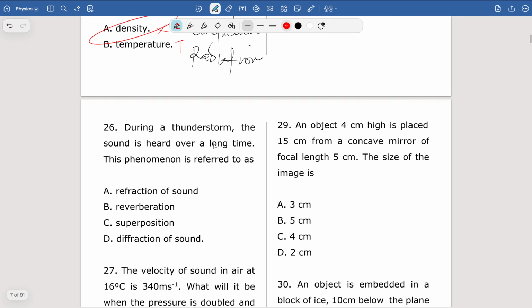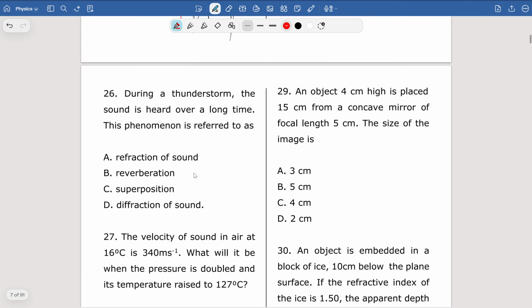26, during a thunderstorm, sound is heard over a long time. This phenomenon is known as, yes, when you hear sound over a long time, you know the kind of sound that will occur after the source has been removed. So that is definitely vibration.